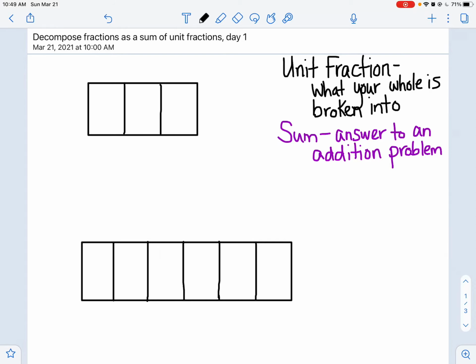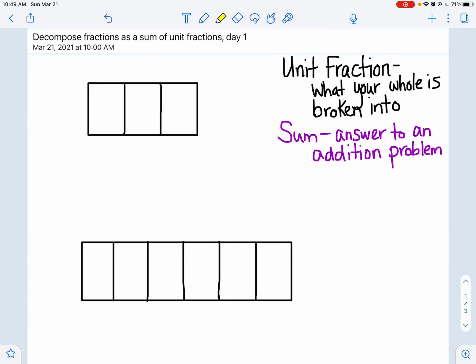Hello everybody. Today we're going to continue to look at fractions, and today we're going to focus on how we can decompose or break apart fractions as a sum of unit fractions. So we're going to be thinking about how we can take a visual of some fractions and think of it as an addition sentence. So there's a couple of terms here that you guys need to really be familiar with.